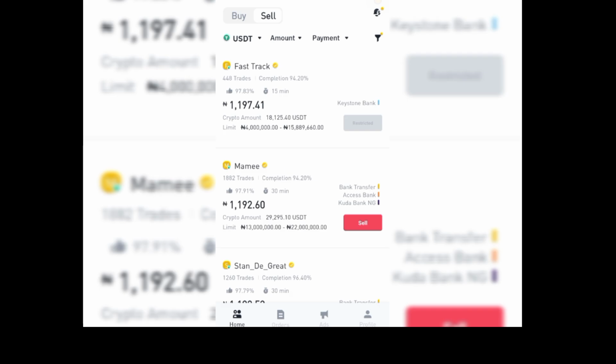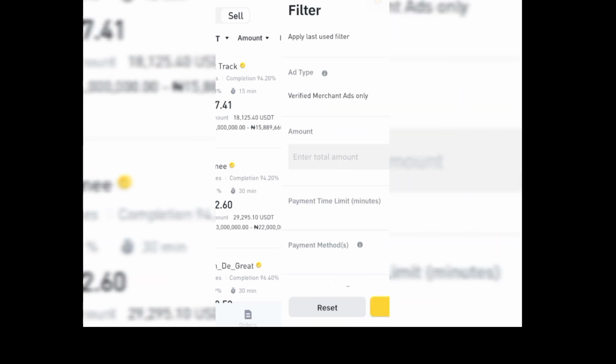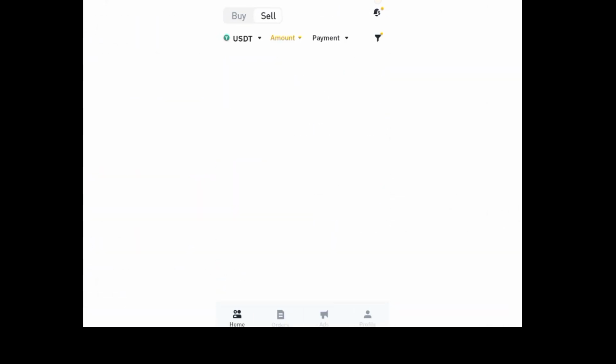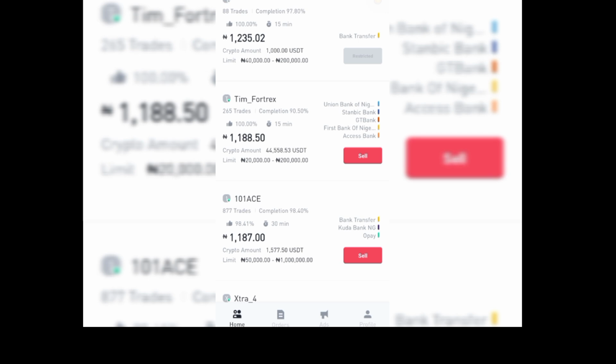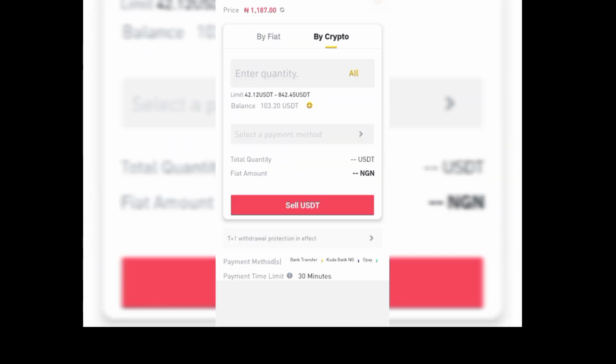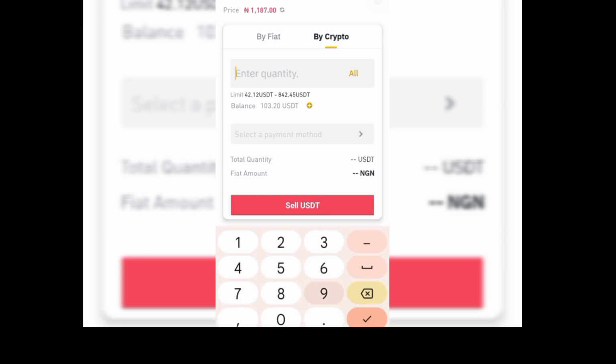Remember, I'm going to filter for the person that is going to buy from me within 50,000 to 100,000 or 100,000 naira and above, because 100 USDT is more than 100,000 naira. If they are buying at around 1,188, that means I'm going to get above 100,000 naira. So the money that I moved from spot to this place has been updated, and I want to sell my crypto.